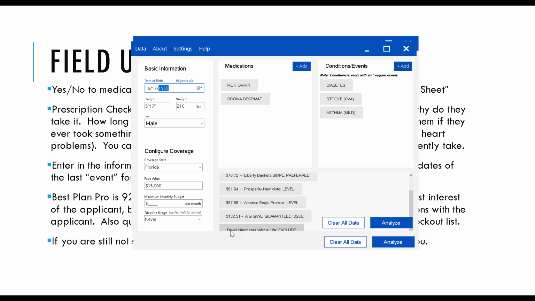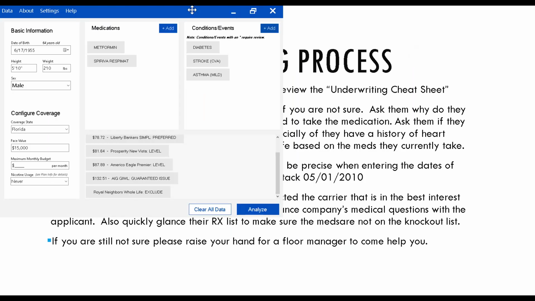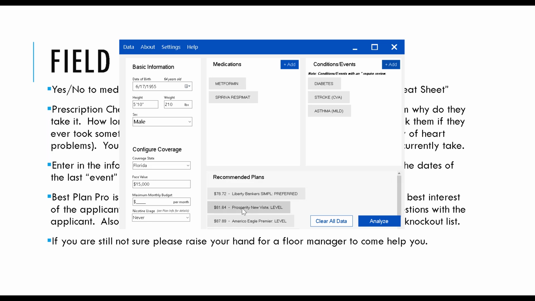And if you can see here on the bottom, you probably can't, Royal Neighbors has been excluded because something about the stroke, the diabetes, the asthma, the medication puts this particular carrier in a knockout situation. Okay, so based upon this, we would look at these 3 carriers here: Liberty Bankers, Simplified, Prosperity, or American Eagle, and you would use these quotes here as the baseline to begin quoting out your client.